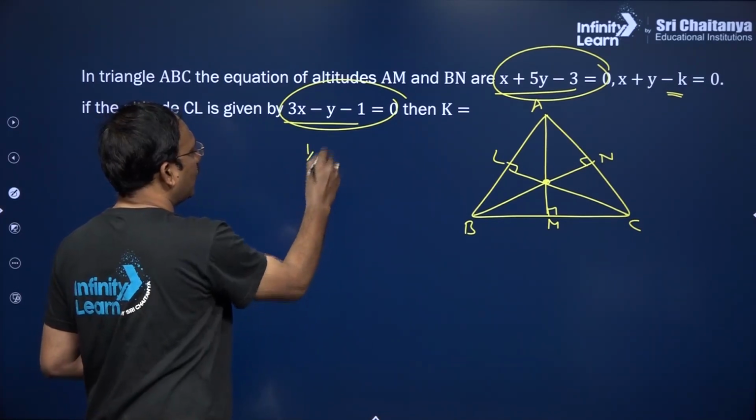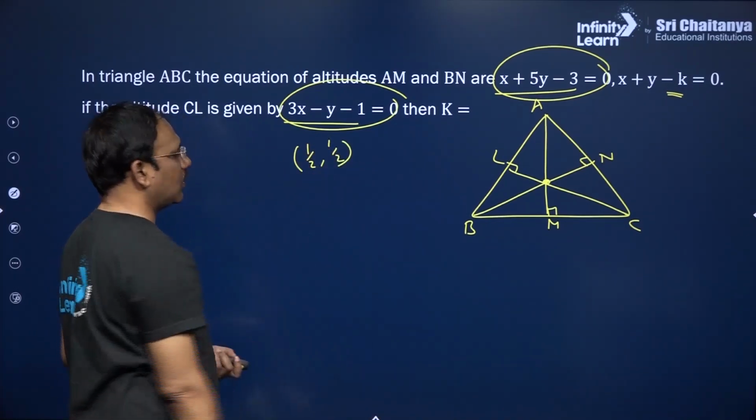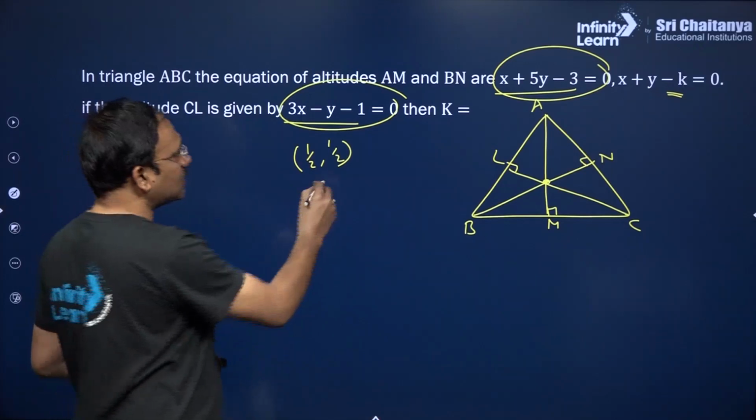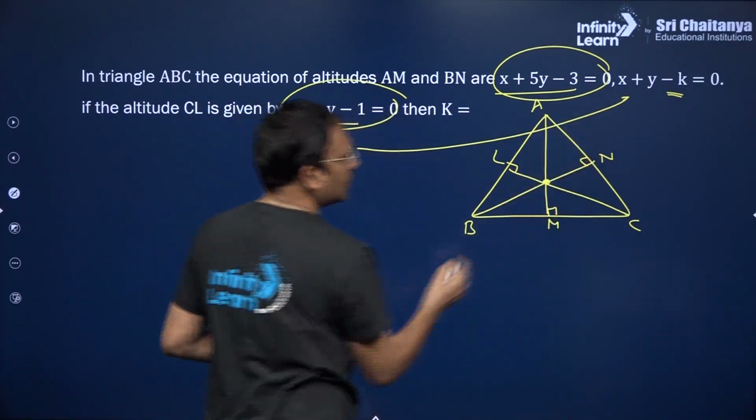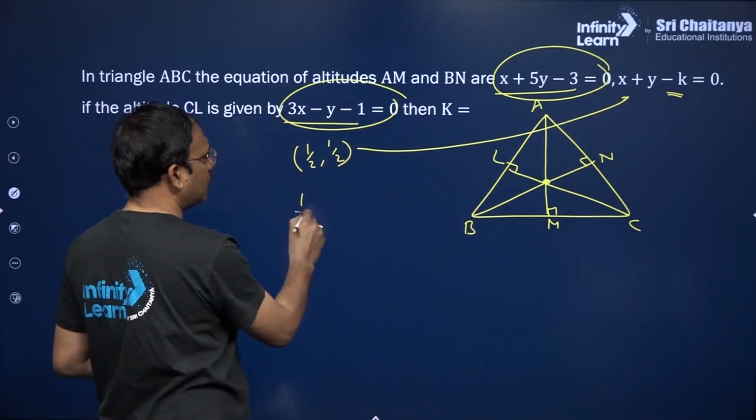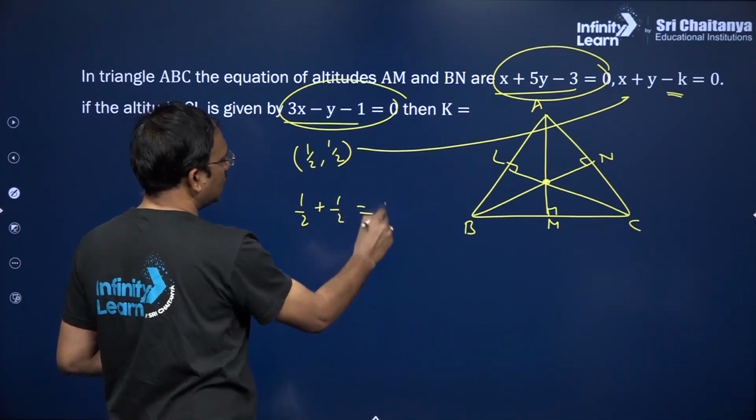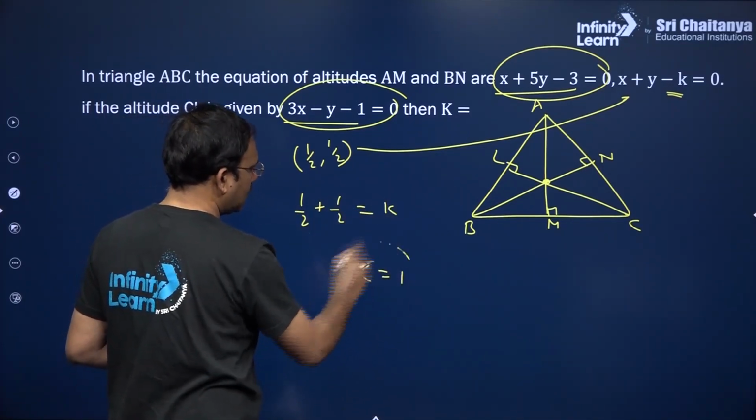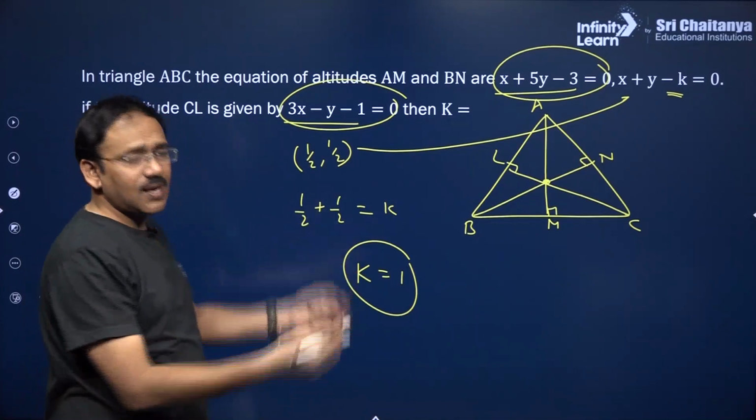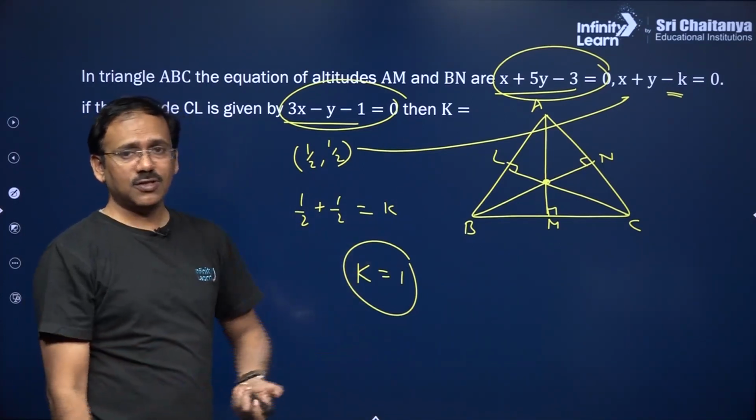You are going to get 1 by 2, 1 by 2 as the orthocenter, my dear friends. So this must lie on the third altitude also. Substitute 1 by 2 plus 1 by 2 is equal to K. So K value is 1, my dear friends. Or else the 3 lines are concurrent, that is equal to 0 is also fine.